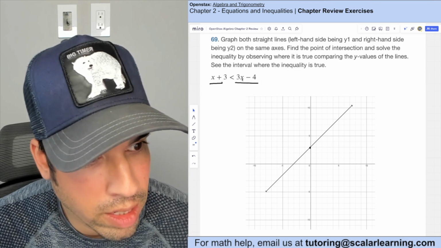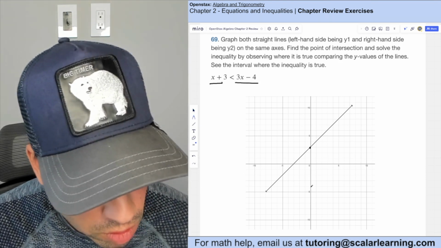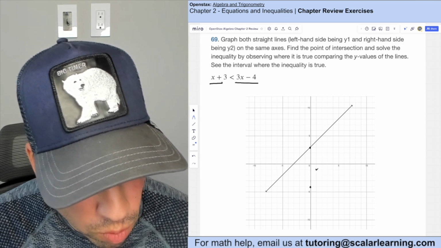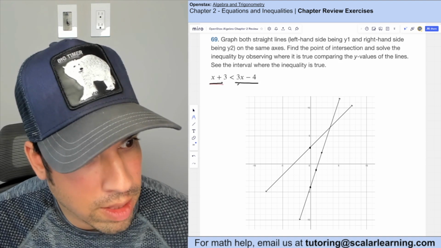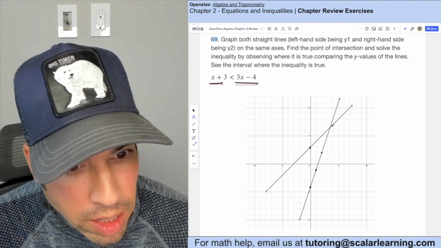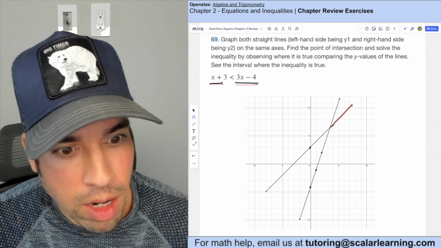And then we got this one. It's a y-intercept of negative 4 and a slope of 3. So here's negative 4. A slope of 3 is up 3 over 1, up 3 over 1, like so. And we're trying to figure out where this one is less than this one. So it looks like it will be less than it at this point going forward. So that's apparently where they intersect.